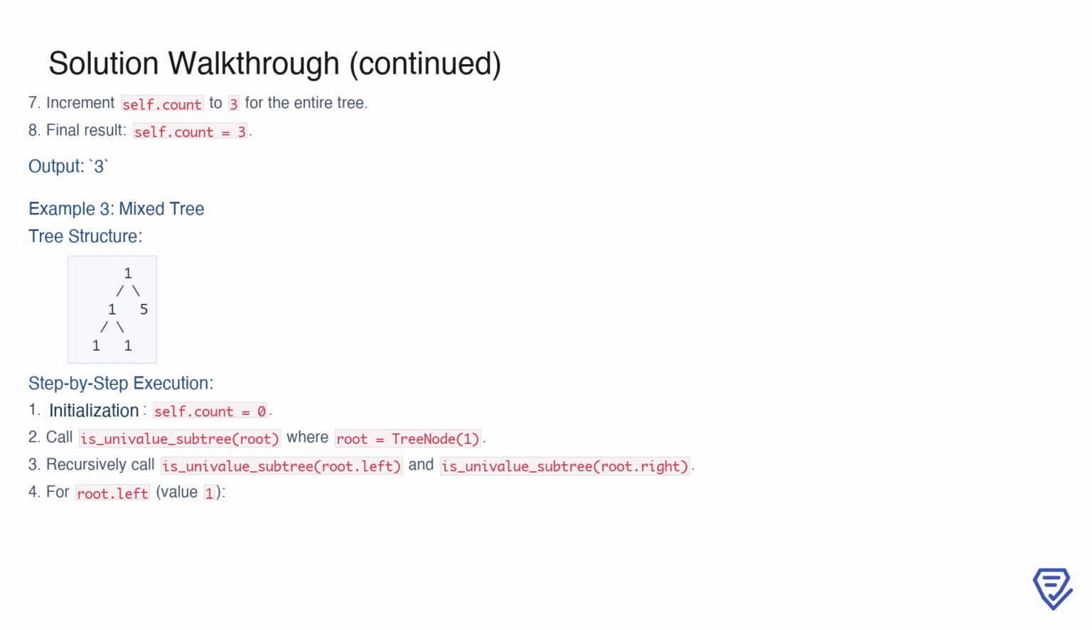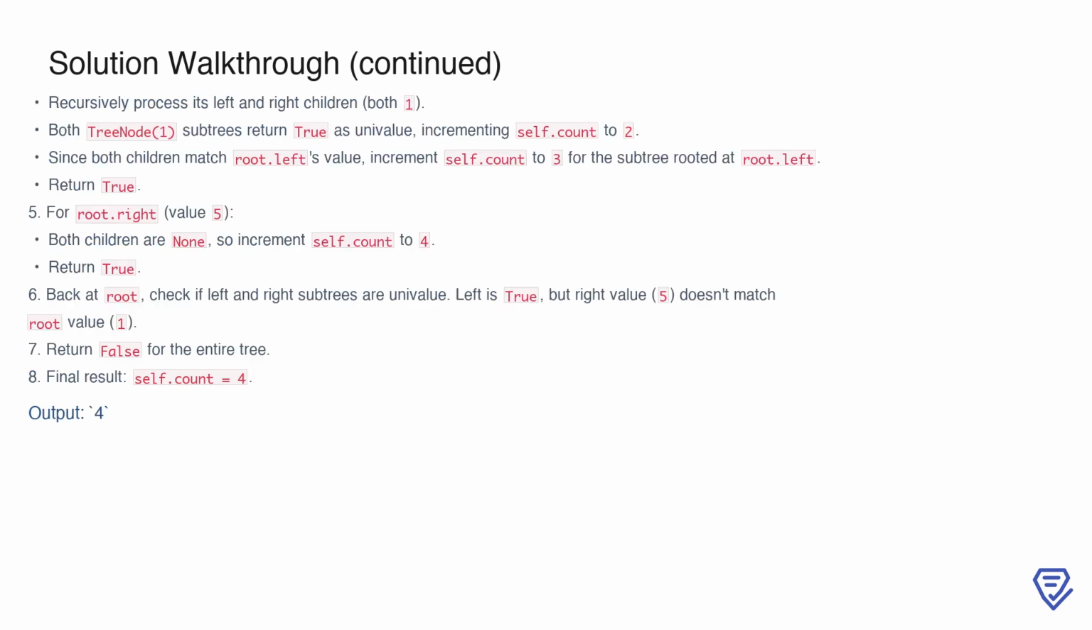This highlights how the algorithm effectively identifies univalue subtrees at each level of the tree and combines these results to determine the overall count. In this final example, we examine a mixed tree where the root has the value 1, the left child also has the value 1, but the right child has the value 5. Additionally, the left child has 2 subtree children, both with the value 1.